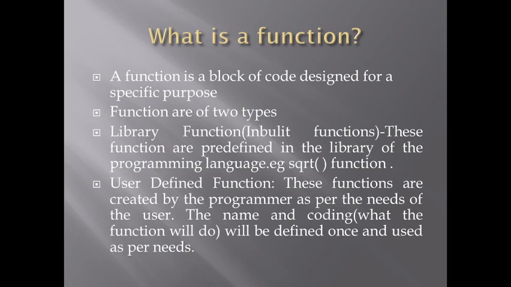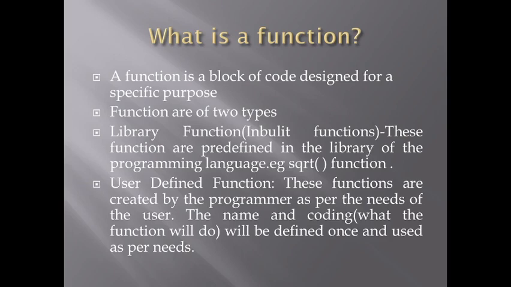For example, we have used the sqrt function. The square root function is predefined. We have to just call it and it will return the square root of the number which is passed in as argument. The second one is the user defined function. So what is a user defined function? When the programmer needs something that is not predefined, he has to write his own code, he has to give his own name to the function. These types of functions which a programmer creates are known as user defined functions.